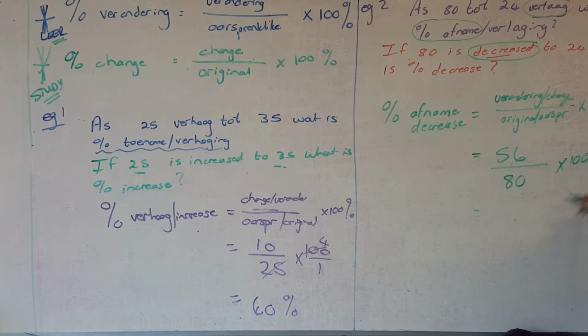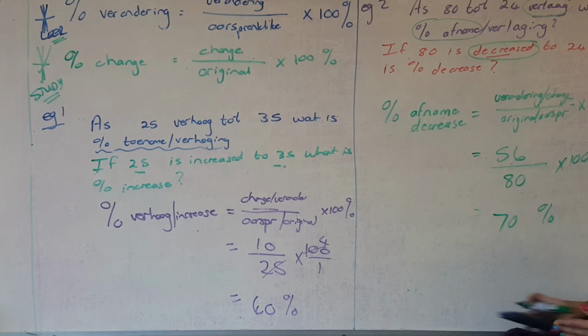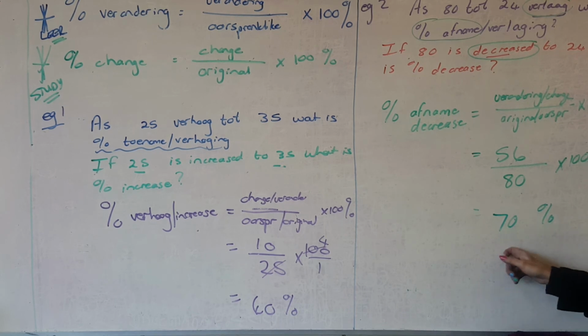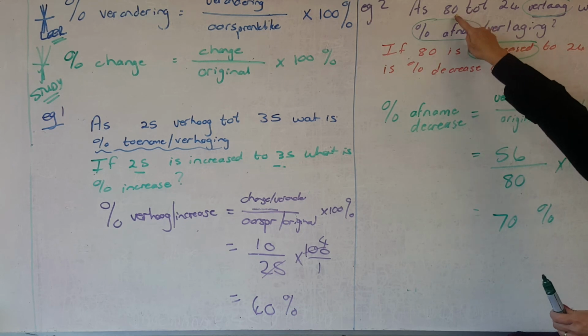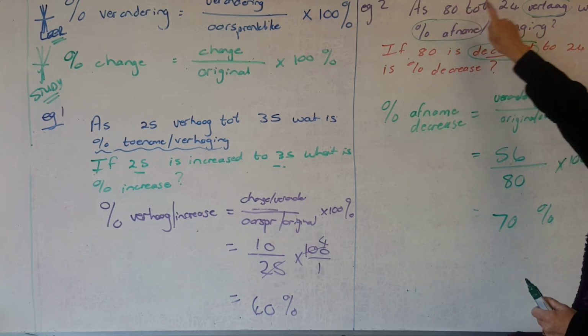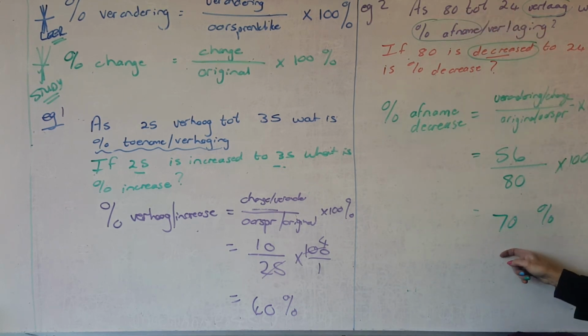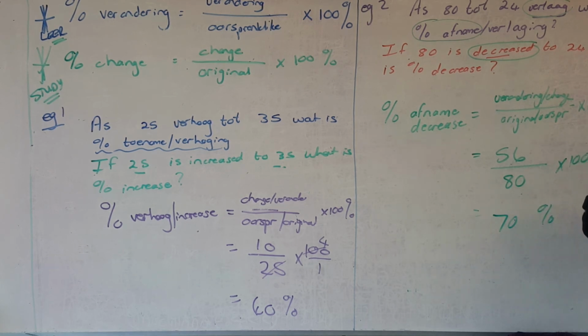And then you say times 100%. You never press that into your calculator. You're just going to get an answer that gives you this percentage. So it's going to be 56 over 80, and the answer is 70%. So there was a 70% decrease. 70% decrease. So say you got 80% for your math mark, and now you're getting 24. Then there was a 70% decrease in your mark. Goed, so met ander woorde persentasie gewys. Wat was die persentasie wat hy verlaag het meer?